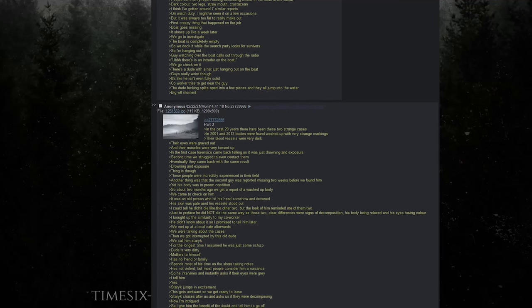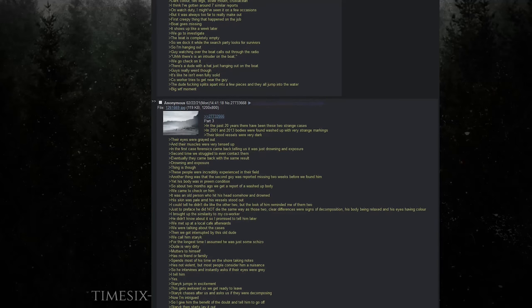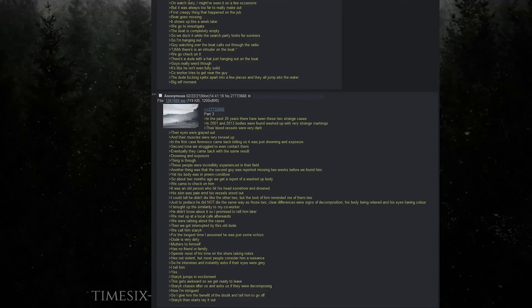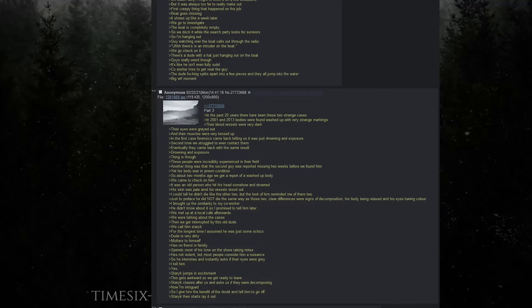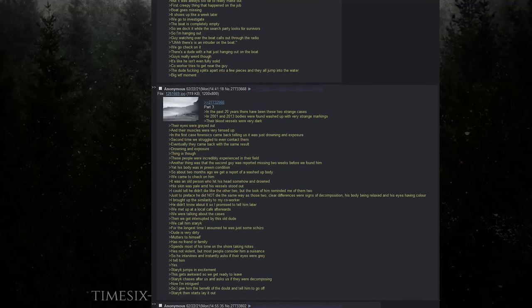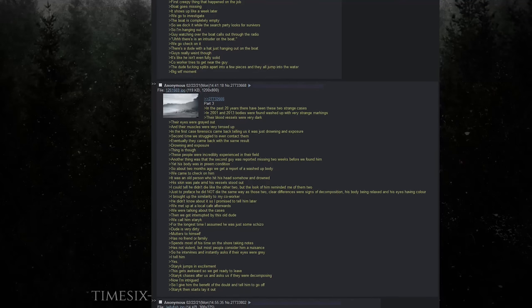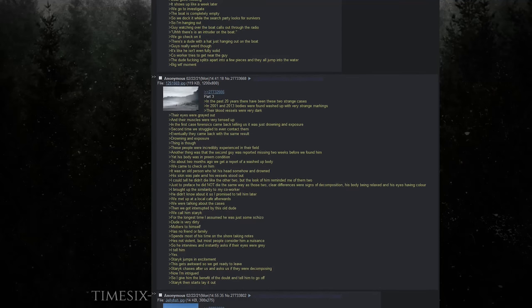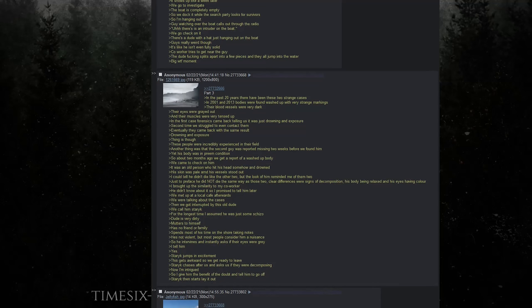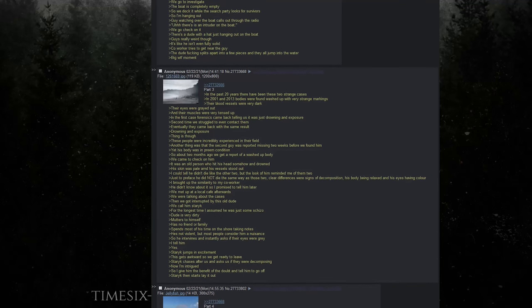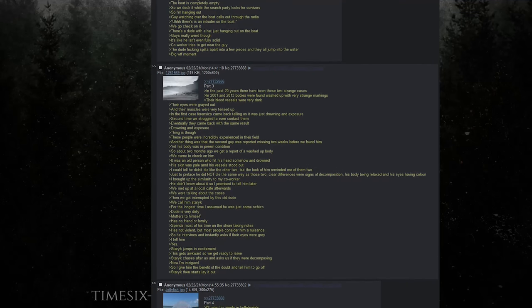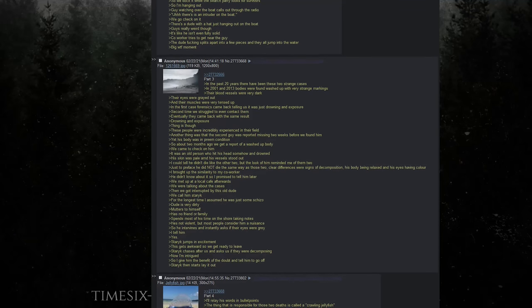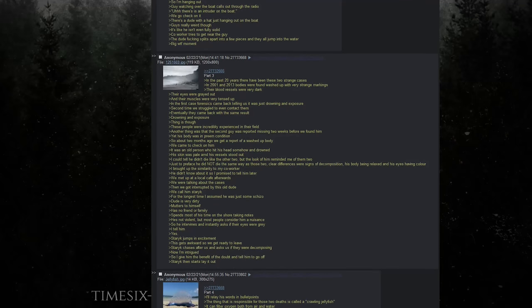Part 3. In the past 20 years, there have been these two strange cases. In 2001 and 2013, bodies were found washed up with very strange markings. Their blood vessels were very dark, their eyes were grayed out, and their muscles were very tensed up. In the first case, forensics came back telling us it was just drowning and exposure. Second time, we struggled to even contact them. Eventually, they came back with the same result, drowning and exposure.